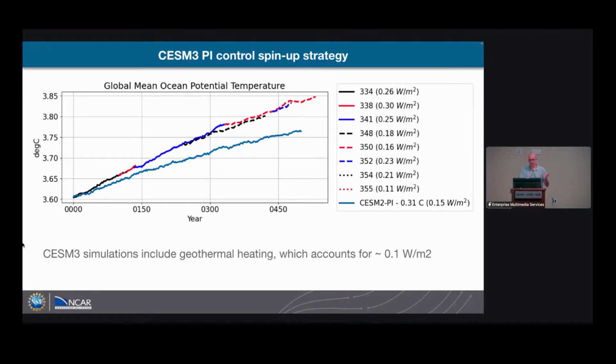I'm plotting the CESM2 PI control as well, and I've shifted that so it matches the beginning of the time series. Including the geothermal heating, we are comparable. If we remove the geothermal heating, the RESTOM is much smaller in CESM3.